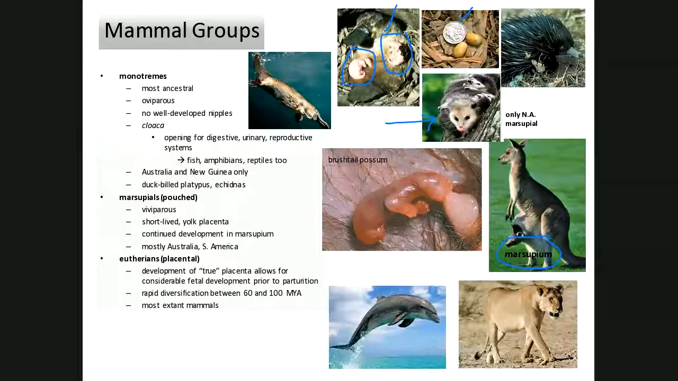So that would include the lioness there, and of course the dolphin. We all know, of course, that dolphins, whales, and porpoises are mammals, right? They have hair at some time in their life.